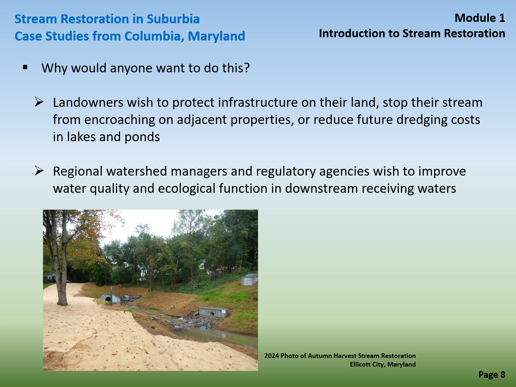On a regional scale, watershed managers and regulatory agencies are trying to improve water quality and ecological function in downstream areas. And in Columbia, we are in the Patuxent River watershed, which leads to the Chesapeake Bay, and agencies are actively trying to restore water quality and ecological function to the Chesapeake Bay. And so even though Columbia is about 70 miles as the stream flows from the Chesapeake Bay, it is one of the areas that's been targeted for these stream restoration projects.